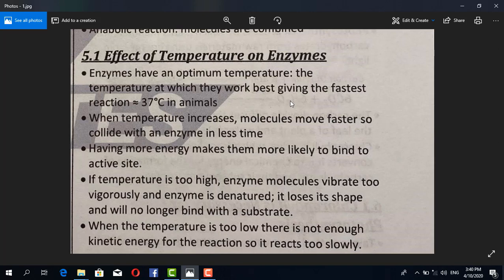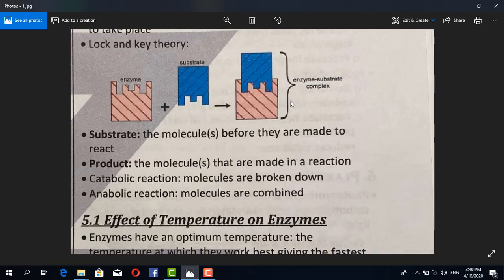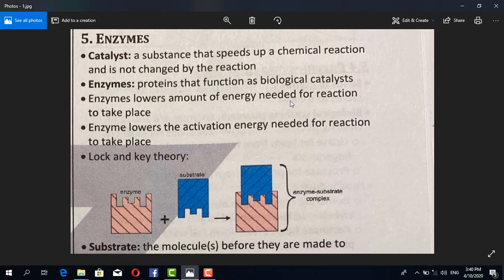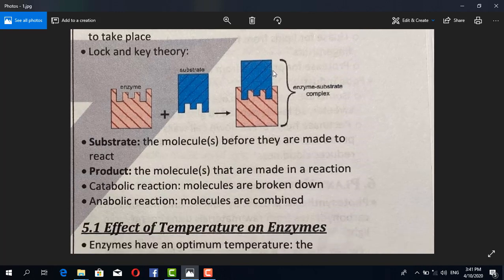What is the meaning of the term denaturation? Denaturation here, for example, as we had here, is that the enzyme has this specific shape in order for the substrate to bind with it. But when the temperature is more than the usual, this whole shape will actually change to another shape, and the substrate will no longer be able to bind to the enzyme.